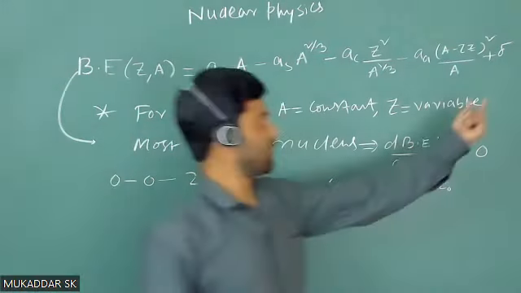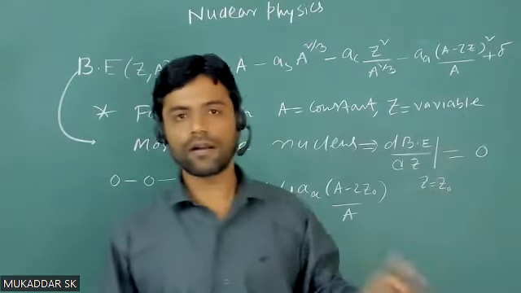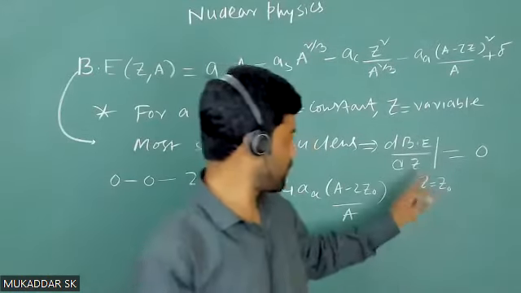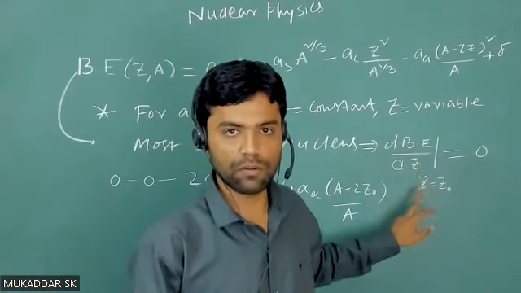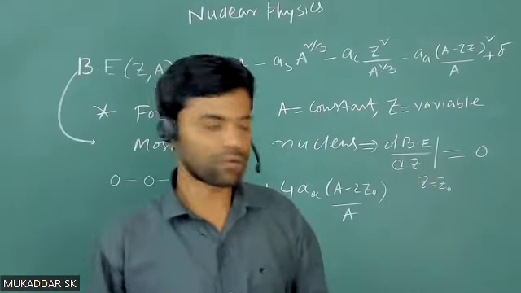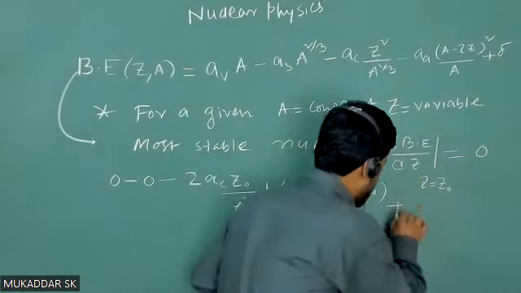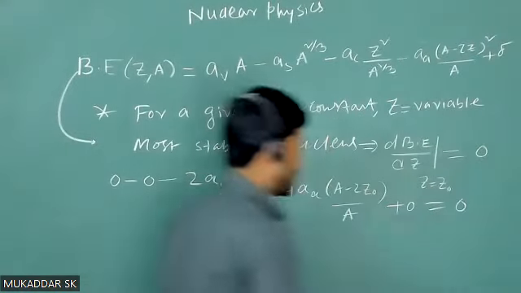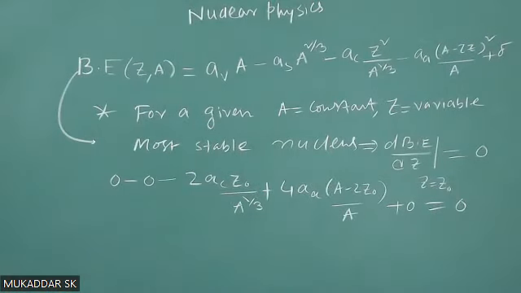And I can see that delta is either 0 or it is a function of mass number, and you are differentiating with respect to Z, but mass number is constant. So the last term will also be 0. Okay?